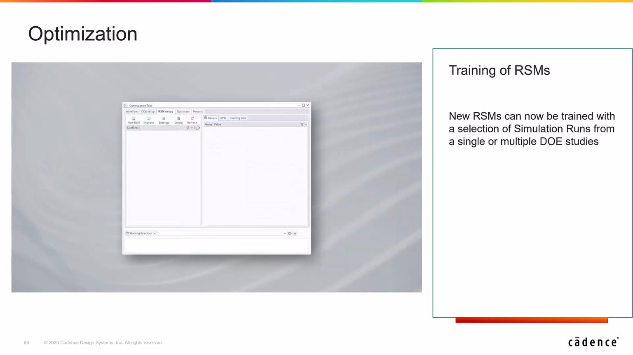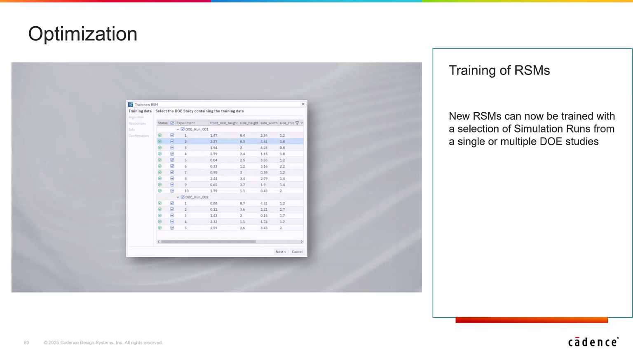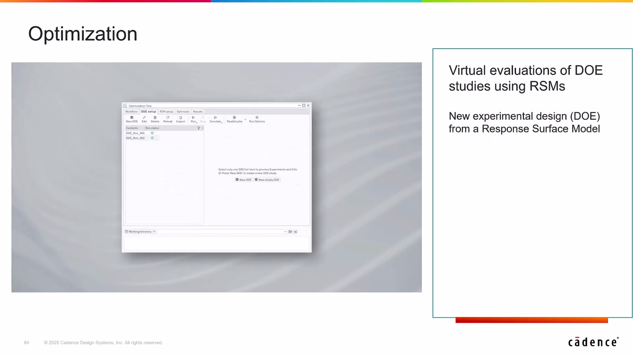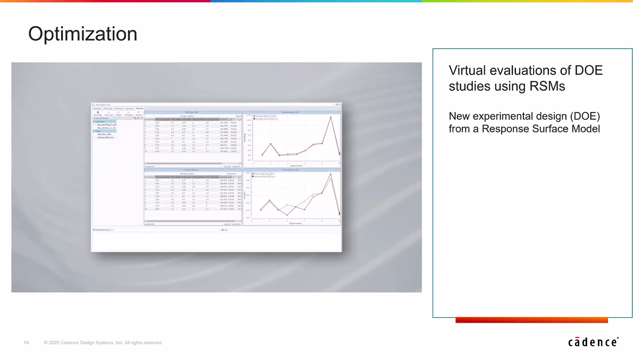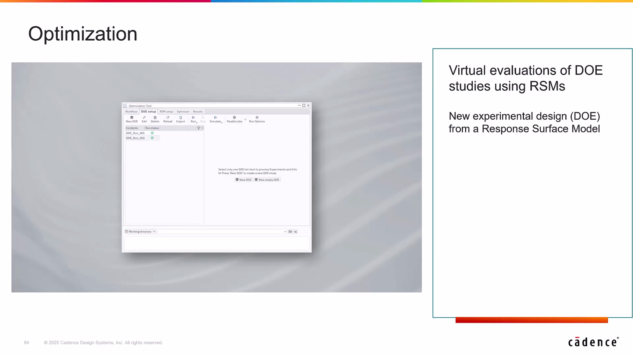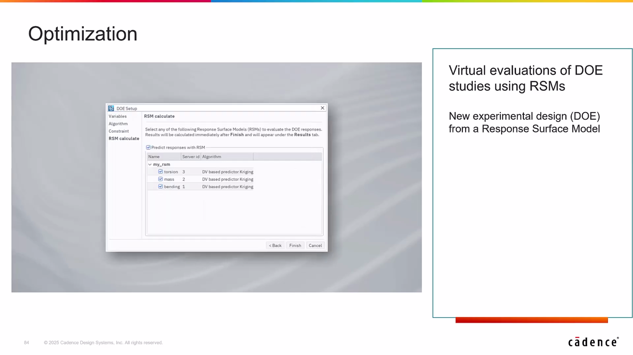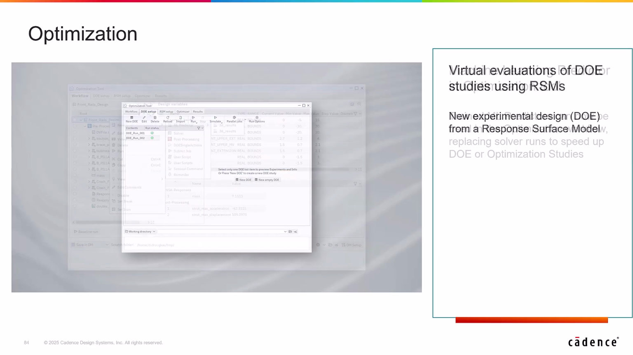Moreover, users can now customize the selection of simulation runs to be used for RSM training, from a single or multiple DOE studies. ML models, or RSMs, can be directly used on new DOEs before running the actual analysis in order to evaluate the DOE or to verify the RSM's accuracy.